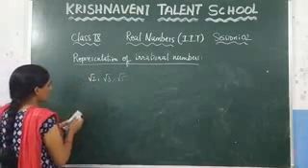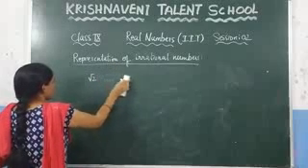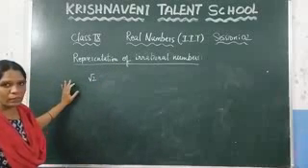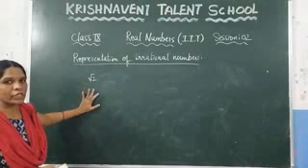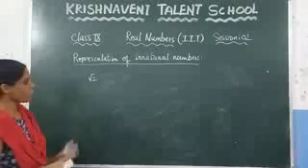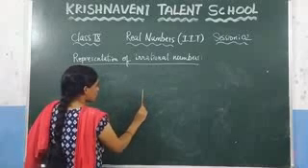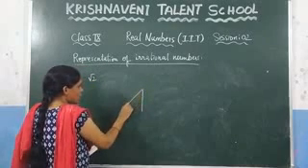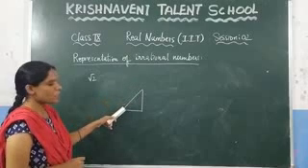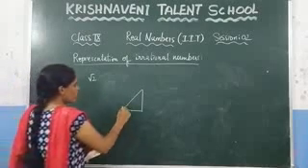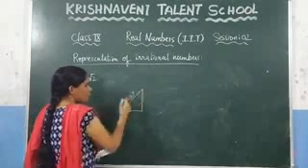Suppose you want to represent root 2 on a number line, how do you represent it? You need to know about the Pythagoras theorem. So what does the Pythagoras theorem state? For the Pythagoras theorem you need to consider the right angle triangle, and the longest side in the right angle triangle, what do we call it? We call it the hypotenuse.